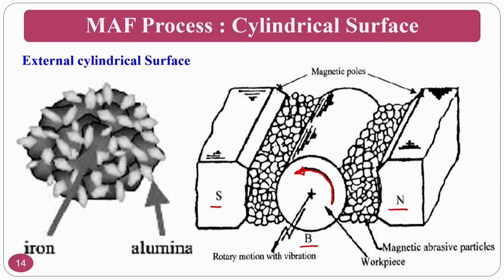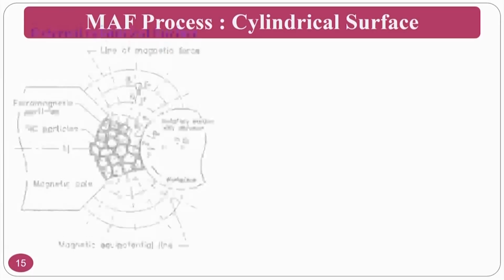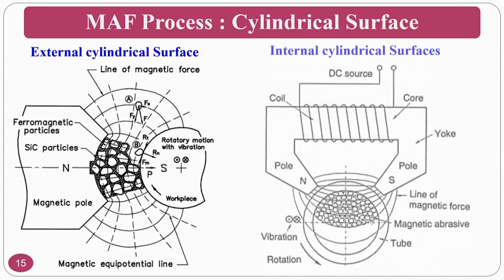And you can see here an enlarged version of the same image where you can see the abrasive particles, which are nothing but alumina, Al2O3, sintered on the CIP particle. These abrasive particles will remove the material depending on the magnetic field strength. Okay. How to finish the internal cylinder?